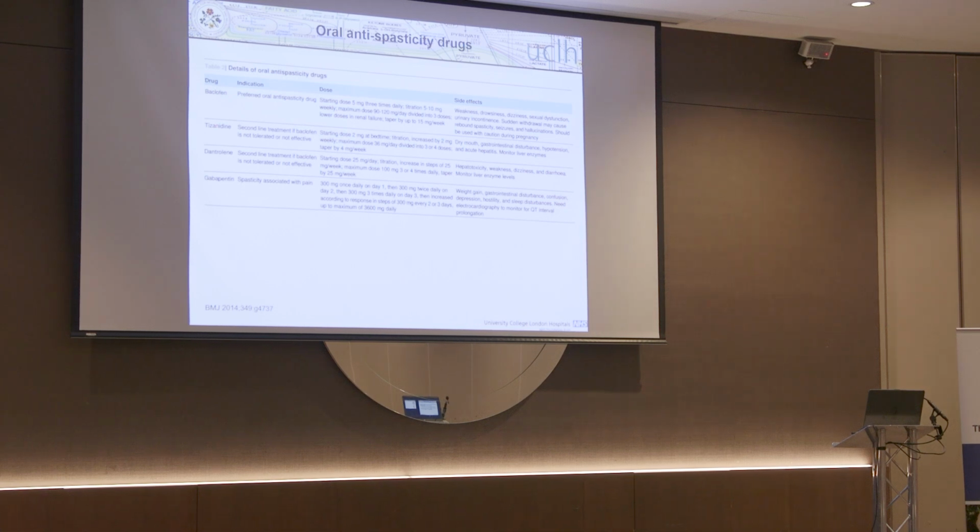So gabapentin is a drug that was developed for neuropathic pain as an anti-epileptic agent as well. And it can also help with spasticity, and particularly if that spasticity is associated with pain. It also has side effects. It's another one that can make you feel very drowsy, so we tend to build the dose up slowly.